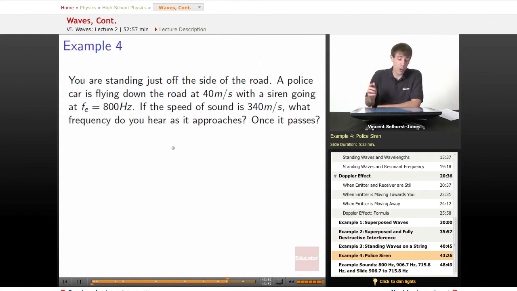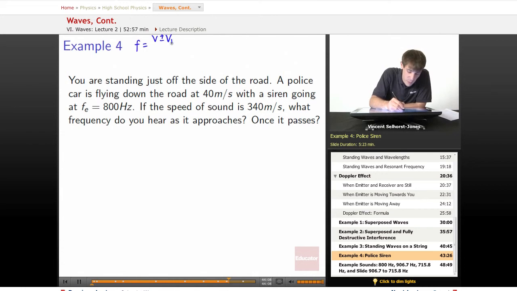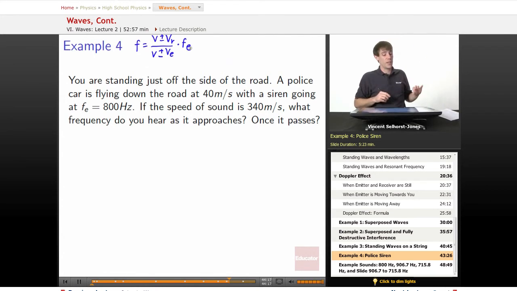So clearly, we're going to need to use the Doppler effect, right? Because the Doppler effect formula gives us the change in frequency due to motion of the emitter and motion of the receiver. In general, f equals v, the speed in the medium, plus or minus v of the receiver, divided by v, the speed in the medium, plus or minus v of the emitter, times the frequency emitted. And remember, it's up to us to figure out the pluses and minuses.